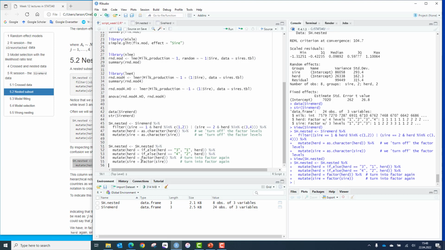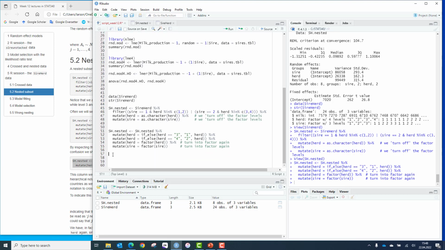Let me copy it into the code here. I would immediately create a third column here that tells me this nesting information. And notice I call this column herd.sire, because this is now the information that herd is nested in sire. And here I use this colon, this is the interaction operator in R. And these are factors, right? This is a factor with some levels, and this is a factor with some levels. So now we get the interaction between the levels.